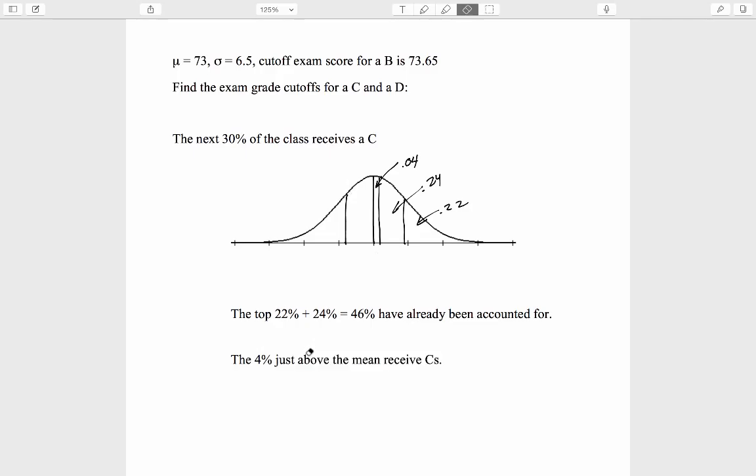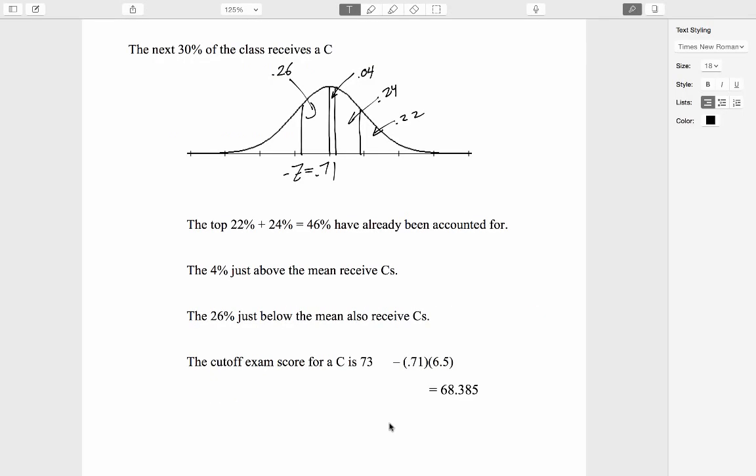Since the 4% just above the mean receive C's, and the entire next 30% of the class below the B's receive C's, that leaves 26% that are just below the mean, who also receive C's. That means a region from the mean to somewhere that we'll call negative Z that contains 0.26 of the class. Thus our job, in order to find Z, the number of standard deviations below the mean that gives us the lower bound for a C, is to look inside the table and try to find 0.26 or something very close to it as an entry in the table. That turns out to be approximately 0.71.